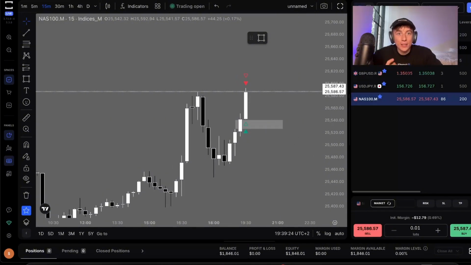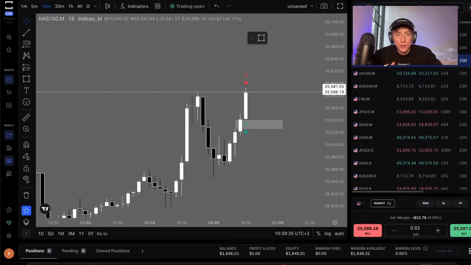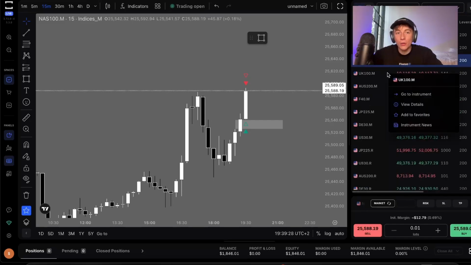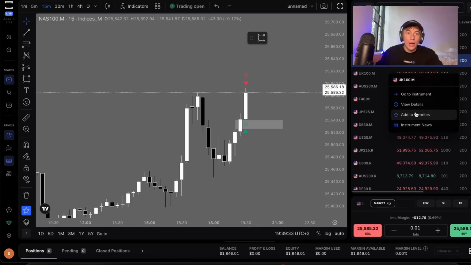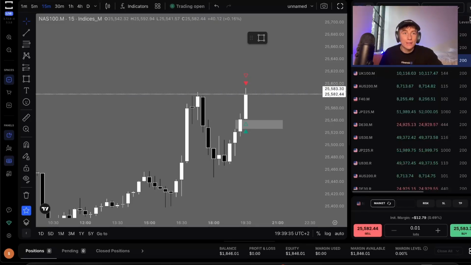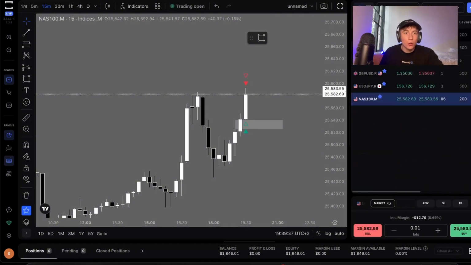Now, another thing that I really like is this favorites bar. So you just right click, or you hold down on the phone if you're using TradeLocker on your phone, and you click add to favorites. Once you add it to favorites, it's going to pop up on the right hand side where you just click this star, and it's going to be all the charts that you favorited and like using.